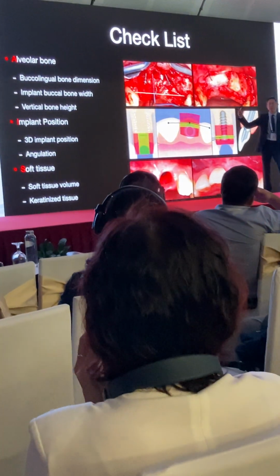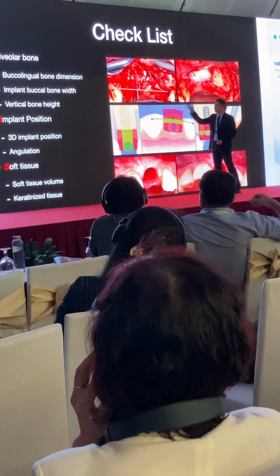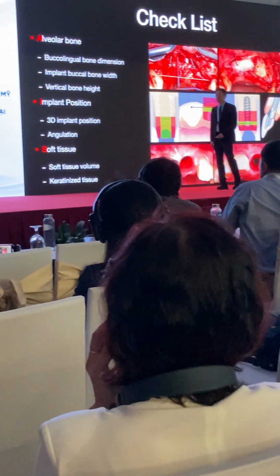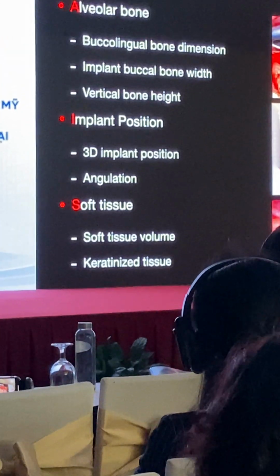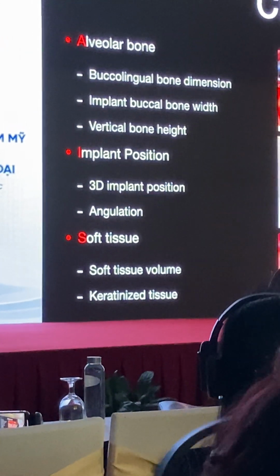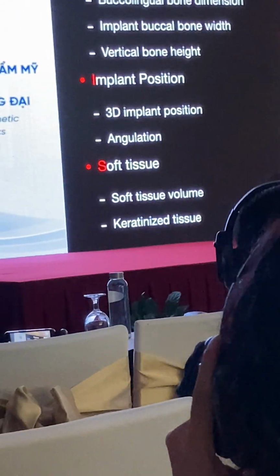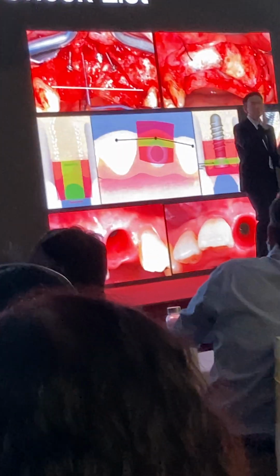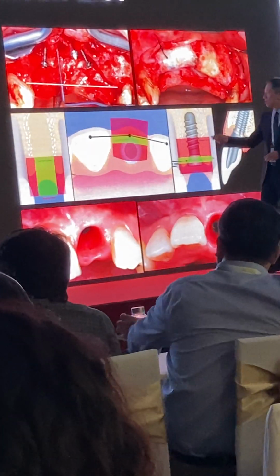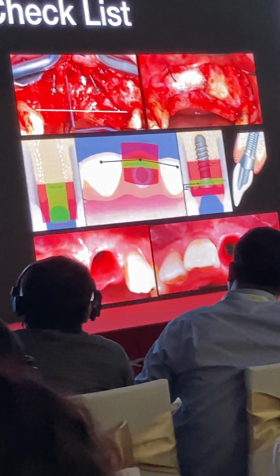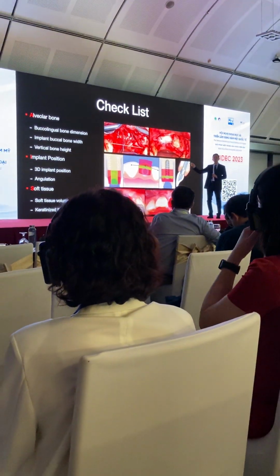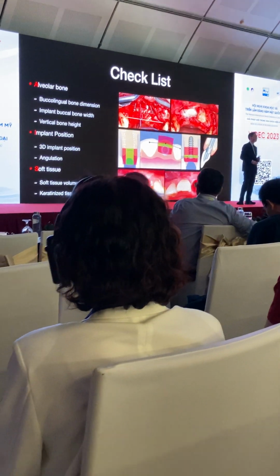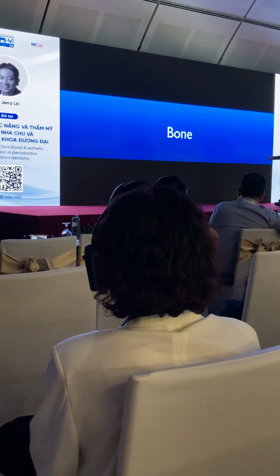So it's a checklist. I use a checklist for my cases. You are very welcome to follow my checklist. Bone is about we need to look at buccolingual bone dimension, implant buccal bone width, and vertical bone height. Those would affect the esthetic results. Implant position is about three-dimensional position and angulation. Angulation is very important. A lot of people just miss that part about the angulation. Soft tissue, we're talking about volume and keratinized tissue, both of them. So let's look at the bone.